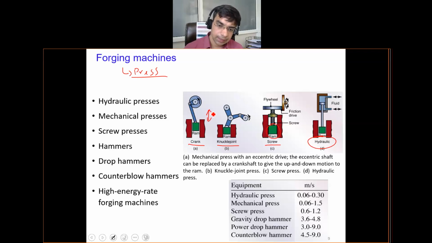And there is another set of hammers in which you allow the die or the ram to drop under the influence of gravity. When you allow it to drop, the potential energy stored in the die converts into kinetic energy, and when that kinetic energy impacts the closed die, the compressive force is transmitted. So these are different values of velocities that you can get with different arrangements.